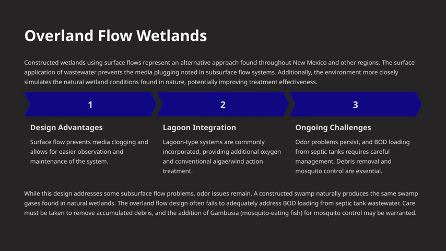Now, let's look at overland flow wetlands, which are an alternative approach used not only throughout New Mexico, but in many other regions as well. These constructed wetlands utilize surface flows, meaning the wastewater flows over the surface of the media. One of the main benefits of this method is that it prevents media clogging, which is a common issue in subsurface flow systems. Plus, because the water is visible on the surface, it allows for easier observation and maintenance of the system. Another important aspect is lagoon integration.